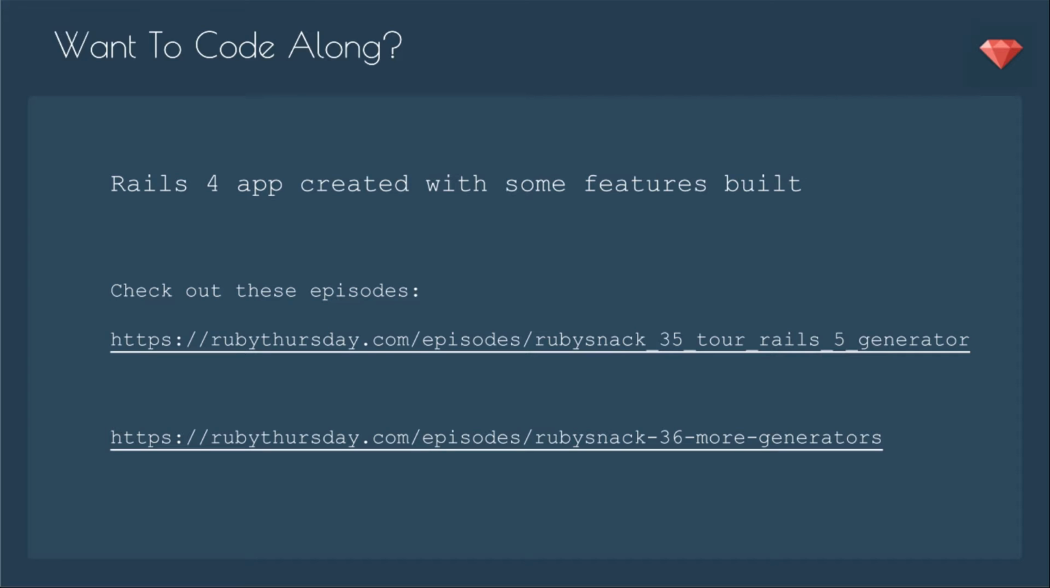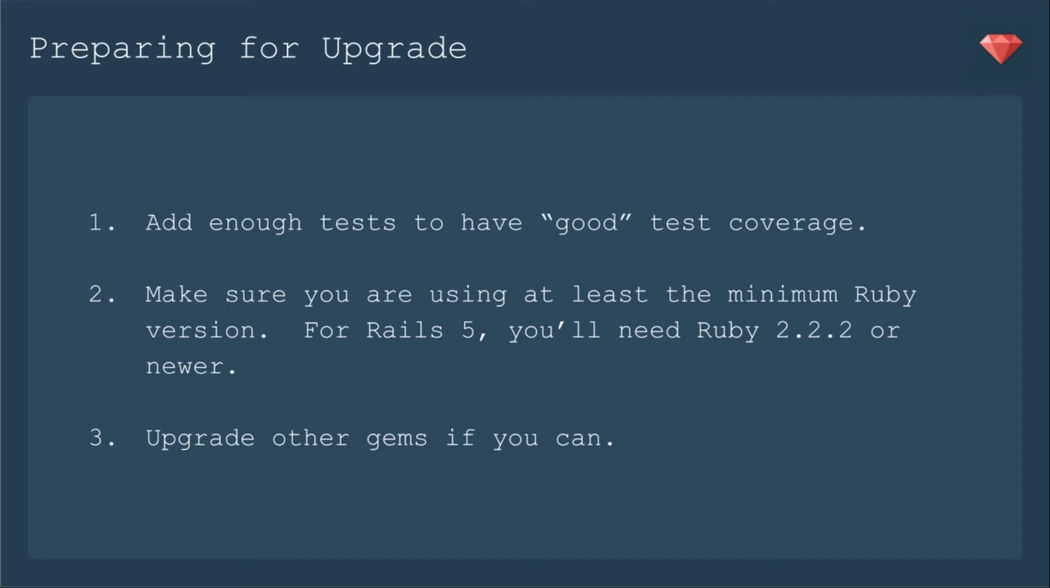You can check out these other episodes in the series, RubySnack number 35, where we tour the Rails 5 generator, and RubySnack number 36, where we go over more generators and other fun changes. First, we need to prepare for the upgrade.